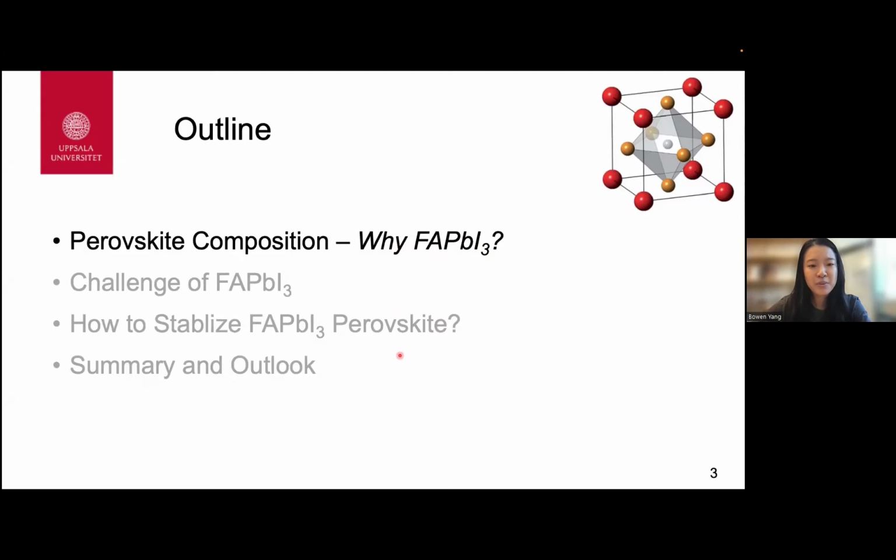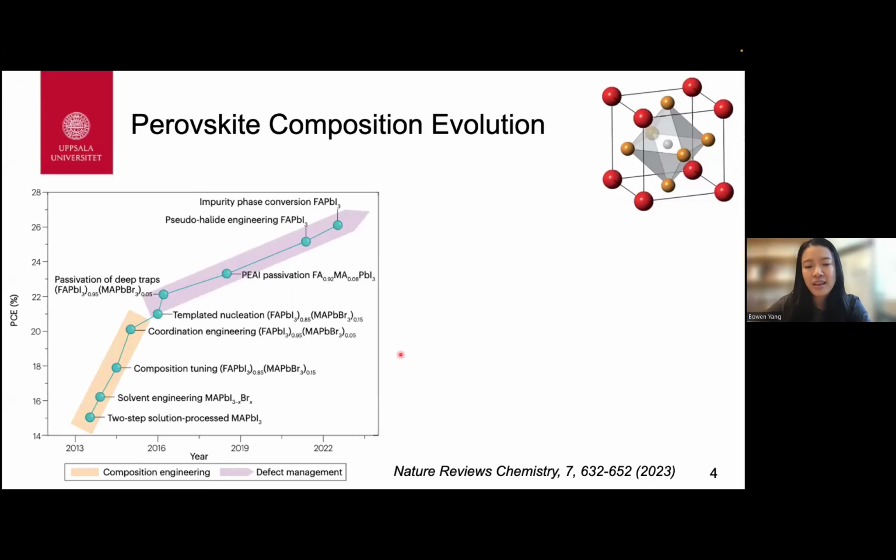So first of all, why has formamidinium lead iodide become so attractive now? Here's the evolution of the perovskite compositions used for high efficiency single junction perovskite solar cells over the last decade. As we all know, it starts from methylammonium lead iodide and bromide. These materials are very good photoabsorbers with outstanding optoelectronic properties, and the films are very easy to fabricate.